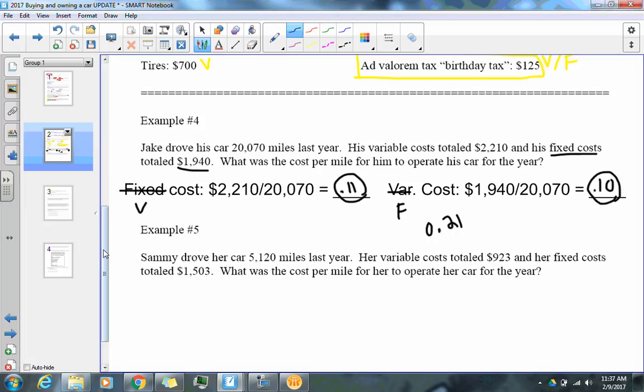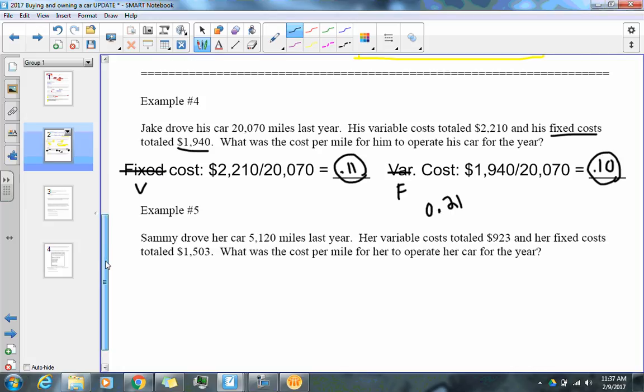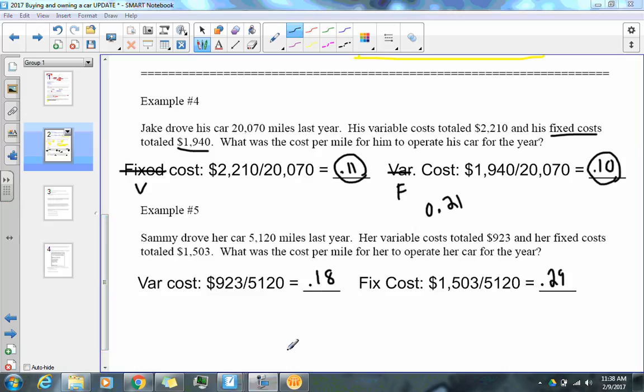All right. Now try it out with Sammy. Go ahead and pause the video, figure it out, and see what you get. So I got 18 cents for variable cost, 29 cents for fixed cost. So 18 cents plus 0.29 gives me 47 cents per mile.